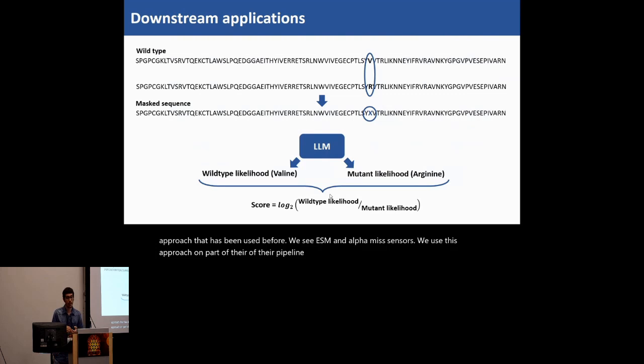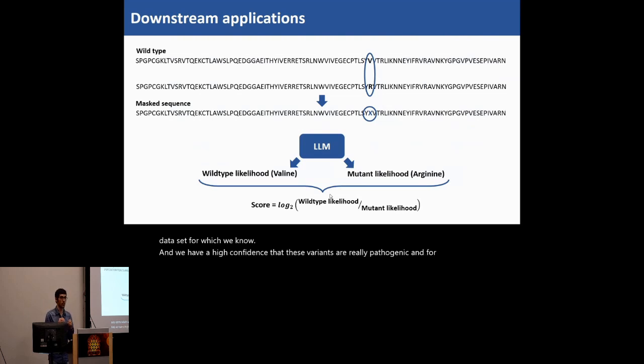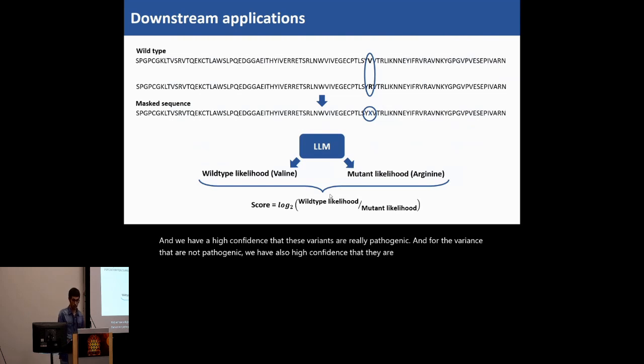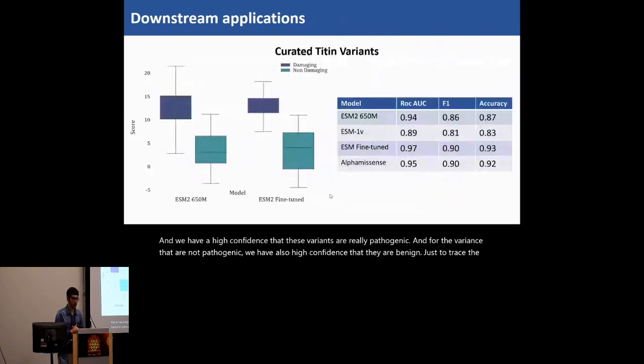And to test these variants, we didn't want to use only ClinVar data. So together with experimental collaborators, we curated a more confident data set for which we have high confidence that these variants are really pathogenic. And for the variants that are not pathogenic, we also have high confidence that they are benign, just to test the model. And here are the results.